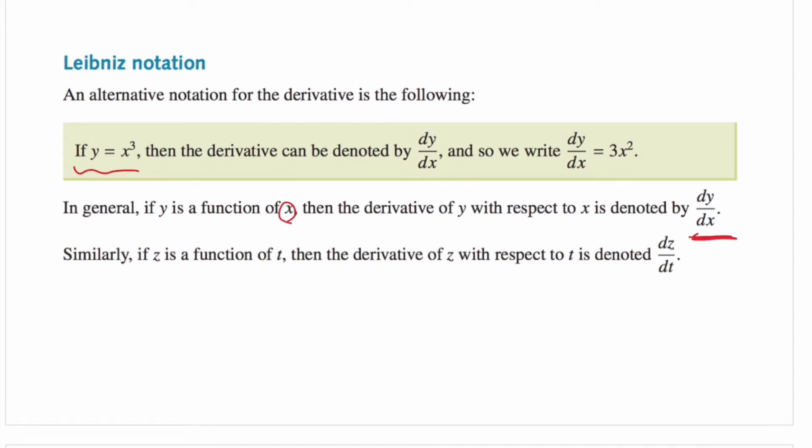Okay, so note that it doesn't have to be dy over dx all the time. In fact, for example, for a position versus time function, we would have x is equal to some function of t, and in that case, our derivative will become dx over dt. And as you can see, similarly, if z is a function of t, then the derivative of z with respect to t is denoted by dz over dt.